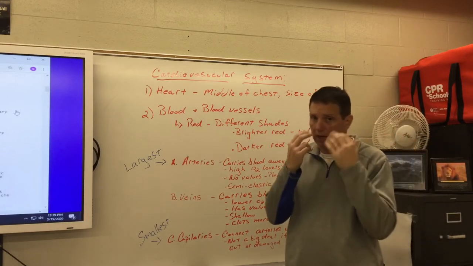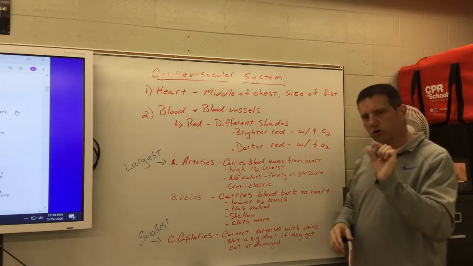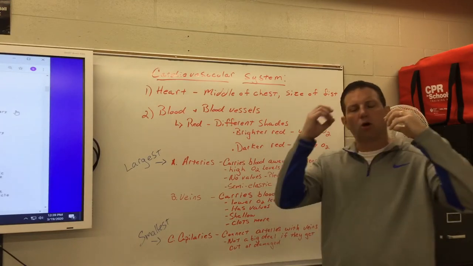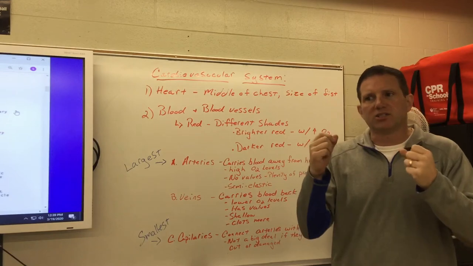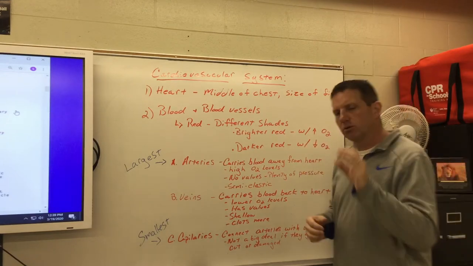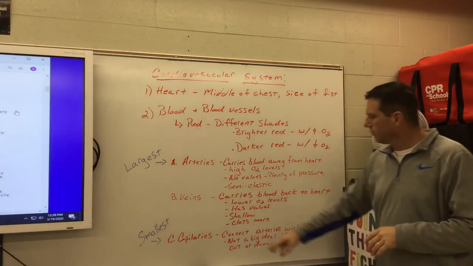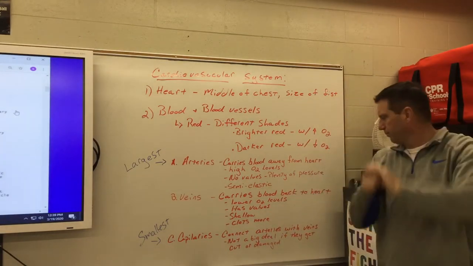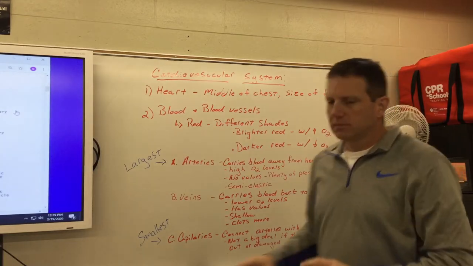Our eyes are filled with capillaries, our nose, our ears, all small parts of our body. Our eyelids, we can't have a big artery going through our eyelid. It's just not thick enough. It's not big enough. So it's filled with capillaries. And a lot of times capillaries will help connect arteries with veins. Okay? All right. So let's get back to this heart diagram here.